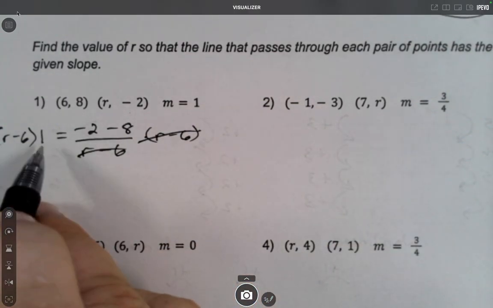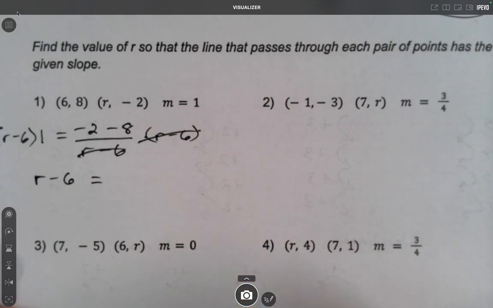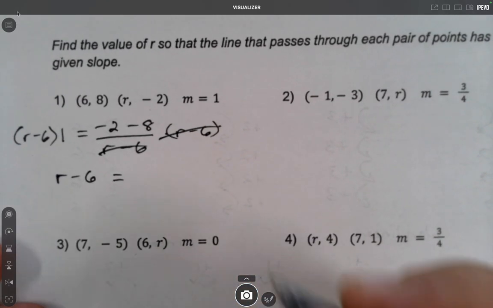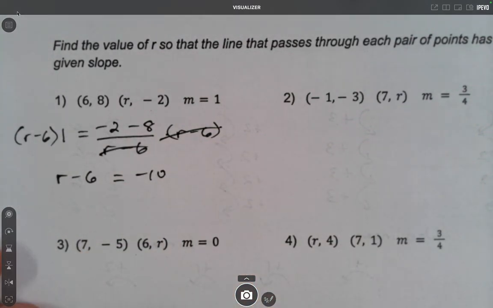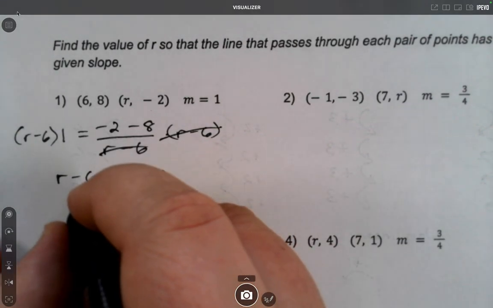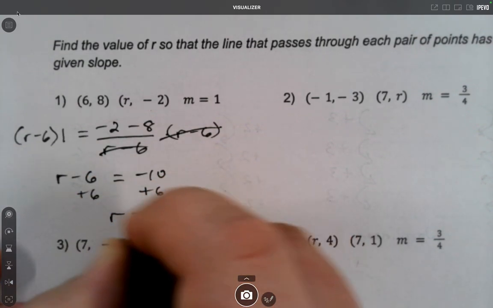Okay, well, r minus 6 times 1 is just r minus 6, so no reason to have parentheses or distribute anything there. Negative 2 minus 8 is negative 10. So next we will add 6 to both sides, get r equals negative 4.